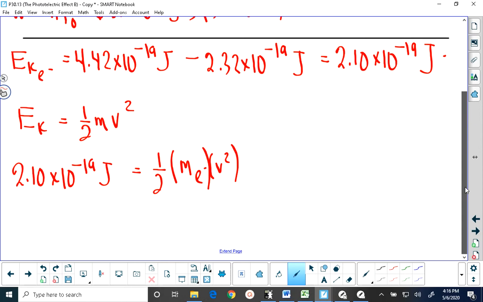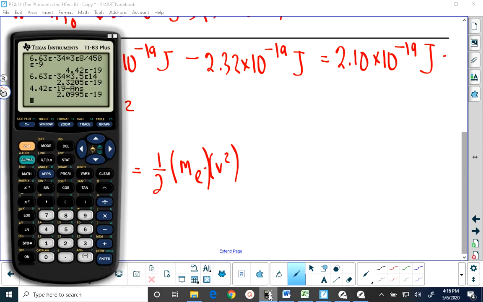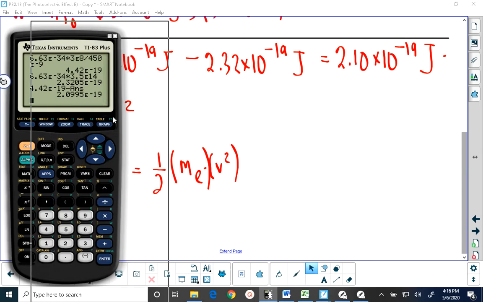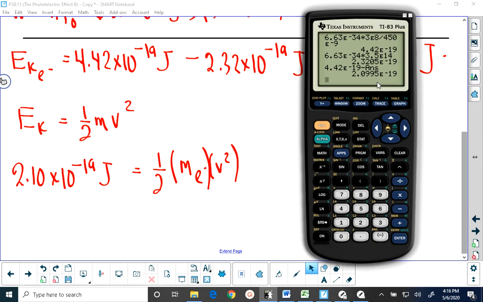This is a calculation that we've done dozens of times. You take the kinetic energy, you multiply by 2, you divide by the mass, and then you take the square root. My kinetic energy is right there on my calculator. I can go times 2 divided by the mass of the electron, which is 9.11 times 10 to the negative 31 kilograms. That's probably stuck in your brain, but if not, you can look it up on your formula sheet.